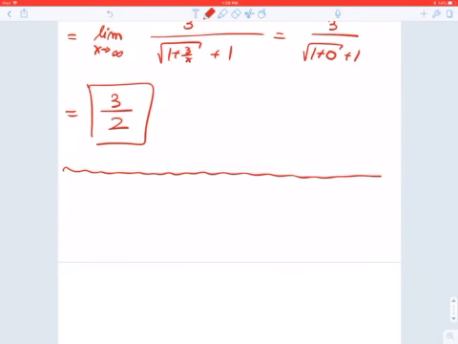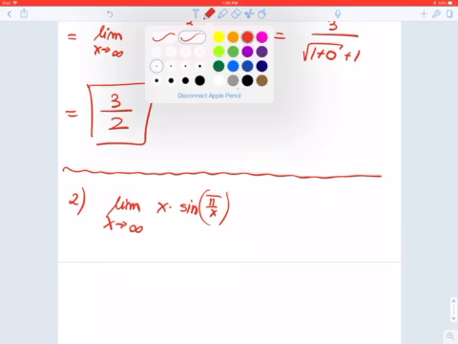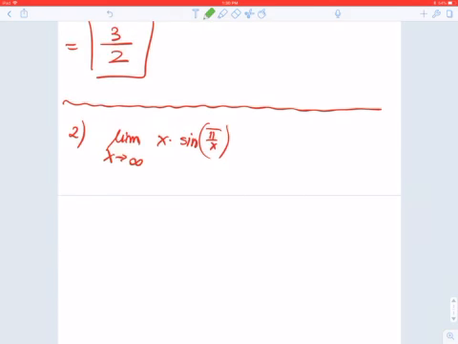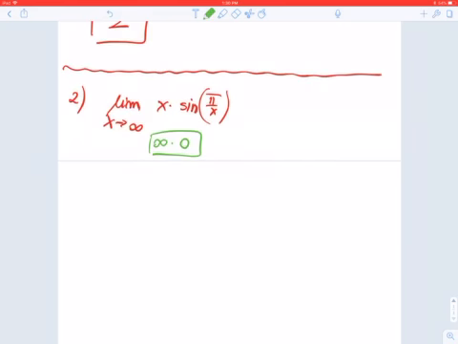Let's see the second example. Limit number 2. Limit as x goes to positive infinity, x times sine of pi over x. We can see that x is infinity, then this is infinity, pi over a huge number is 0. Then I have sine at 0, which is just 0. That's another indeterminate form, the product form.